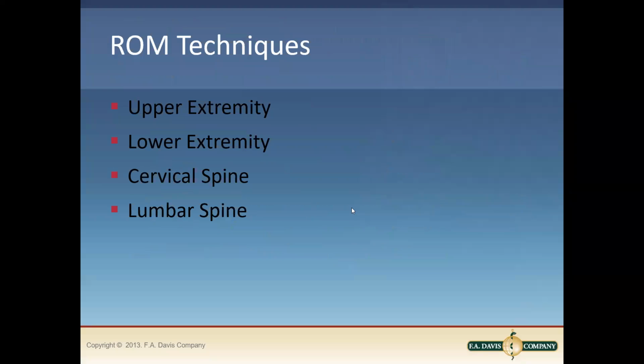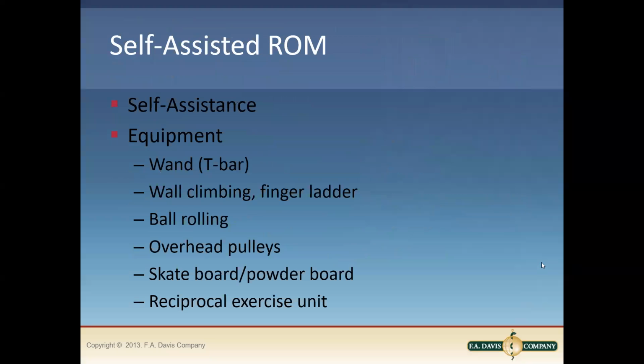So there's range of motion for all joints. This would be normally where we would do a little bit of a lab on this, but obviously we're not doing a lab today, so we'll get into that. Self-assisted or active assist range, right? There's all kinds of things we can use. There's a wand or a T-bar that they can use, which is nothing more than a cane, right? They can use that to lift up over their head.